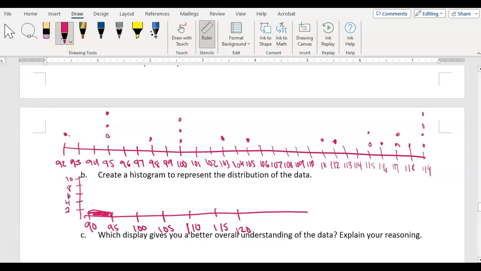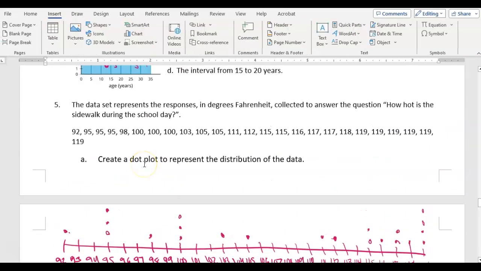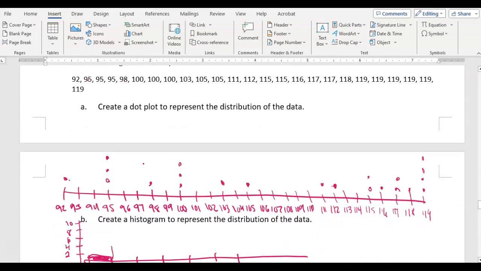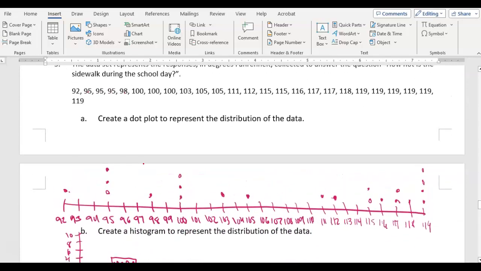So it's going to be between there, like that. Okay, so then 95 to 100 is 1, 2, 3, 4. So it's going to go up to 4. And then 100 to 105 is 1, 2, 3, 4.